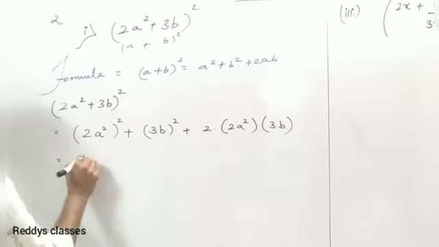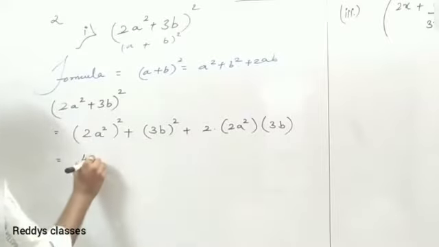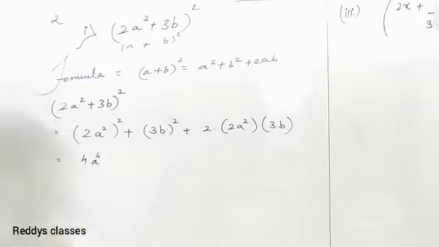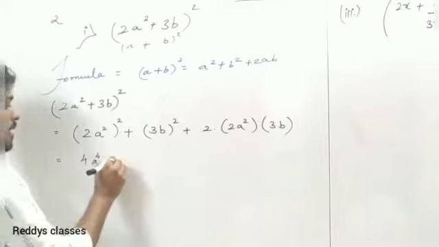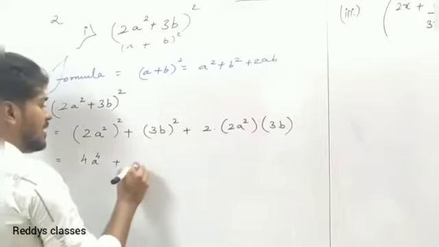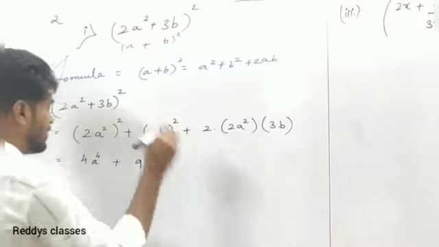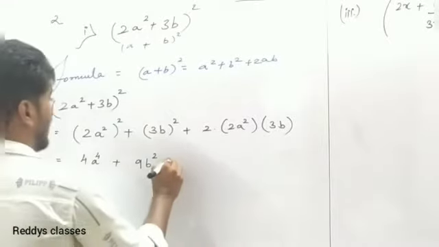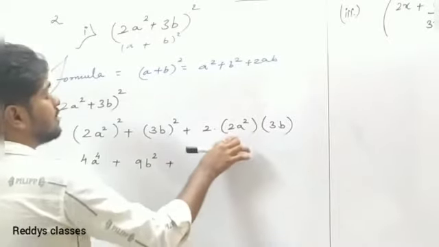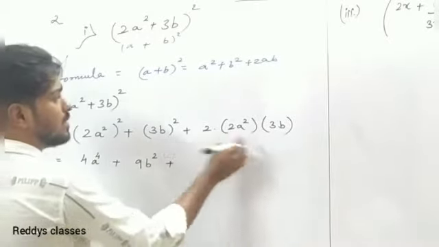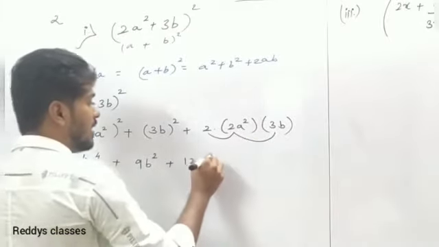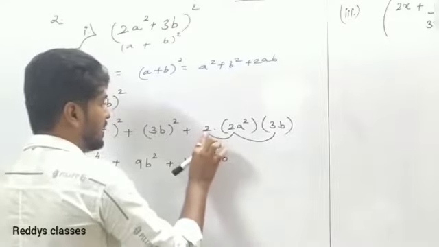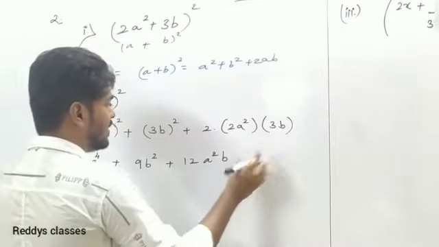2 square is what? 4. A square the whole square is what? A power 4. 2 square is 4, a square the whole square is a power 4, plus 3 square is 9 and b square is the same as it. Okay. Now plus 2 into 2 into 3 is 12, a square b. That's it. You get your answer here.